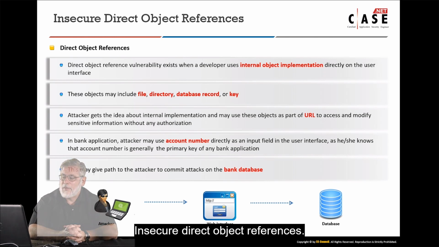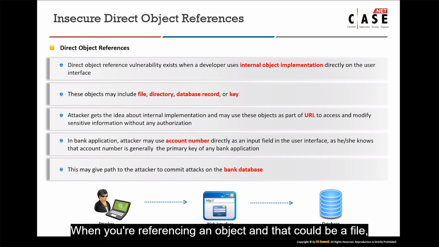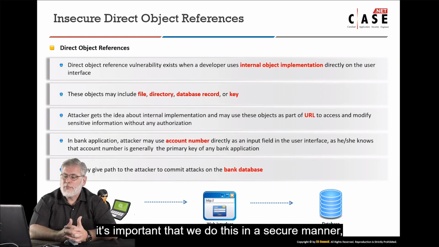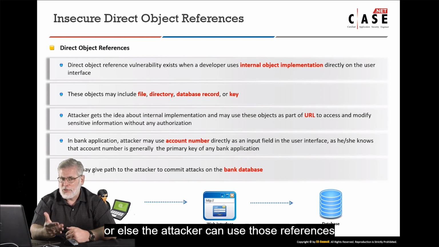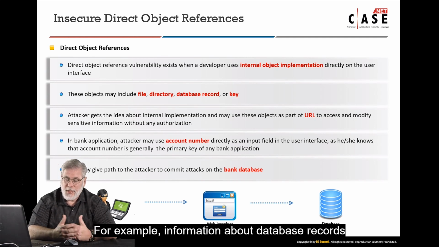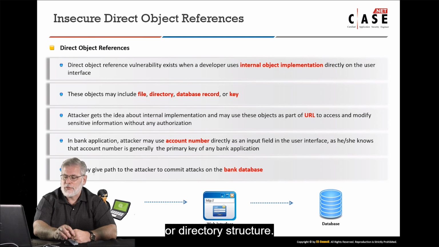Insecure direct object references. When you're referencing an object, and that could be a file, could be a directory on the server, a database record, anything of that nature, it's important that we do this in a secure manner, or else the attacker can use those references to gather information. For example, information about database records or directory structure.